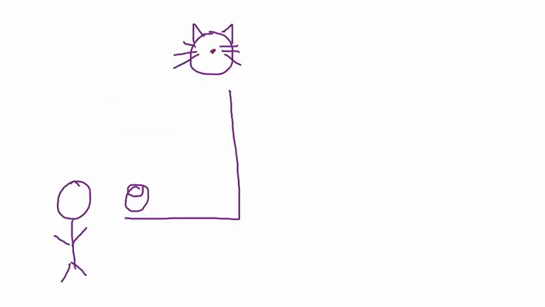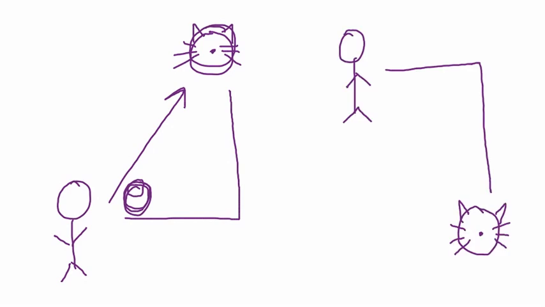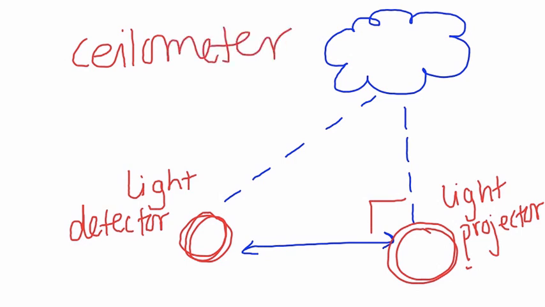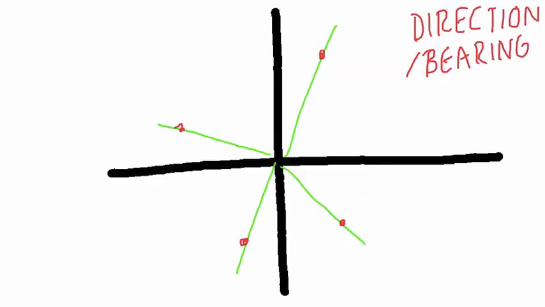If you're looking up at an object like a cat, this angle right here is called the angle of elevation. If you're looking down at an object, the angle is called the angle of depression. Now, weirdly, if you have to find the height of a cloud, you use a device called a ceilometer with a light projector and a light detector. And if you are asked to find the direction of bearing, you're just looking for the angle of the point towards the y-axis, like all of these angles.